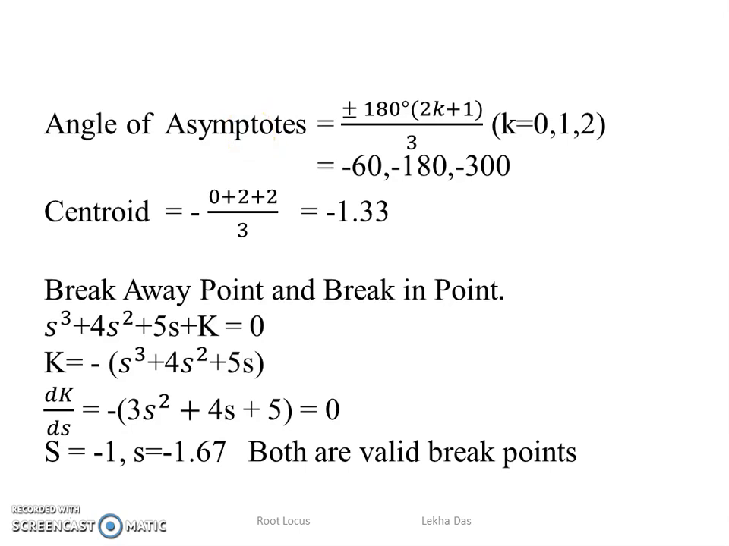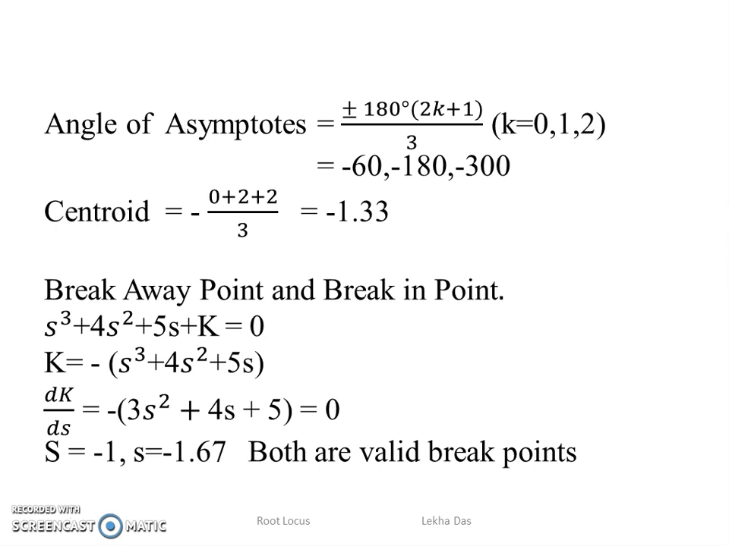Now we have to find out the breakaway point and break-in point if any. Breakaway happens when open loop poles come and break at the real axis. So s³ + 4s² + 5s + K = 0 is your characteristic equation. From that we can get K as minus of (s³ + 4s² + 5s). Differentiate it with respect to s and equate it equal to 0.